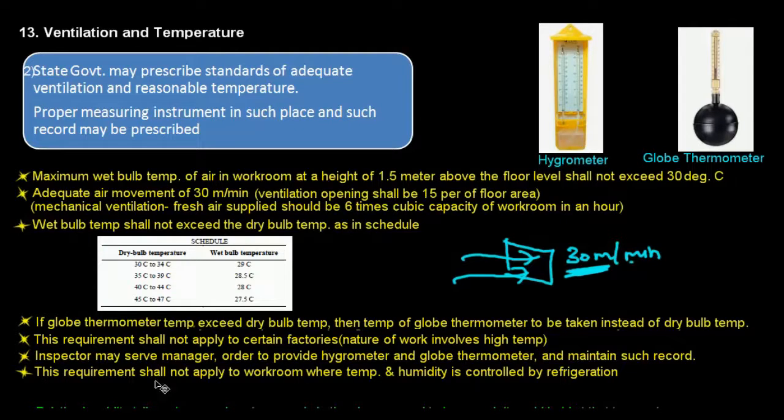Now this requirement shall not apply to workrooms where the temperature and humidity is controlled by refrigeration. Suppose there are certain industries such as pharma industries or process industries in which it is required that the ambient condition has to be very controlled, the temperature has to be low and the humidity has to be set depending upon their product. For such companies, these ventilation and temperature rules will not apply because they already have a very good ambient inside condition of temperature and humidity.